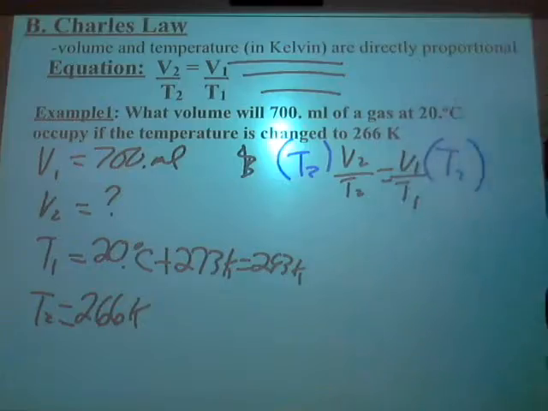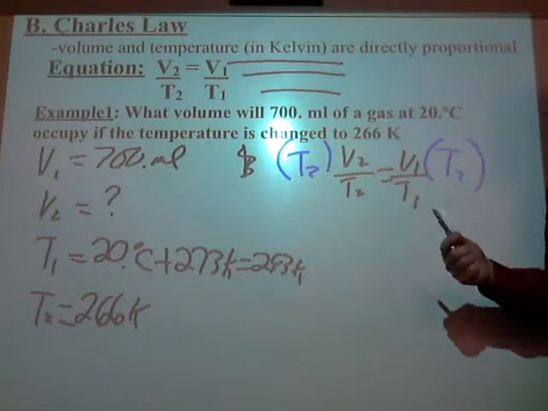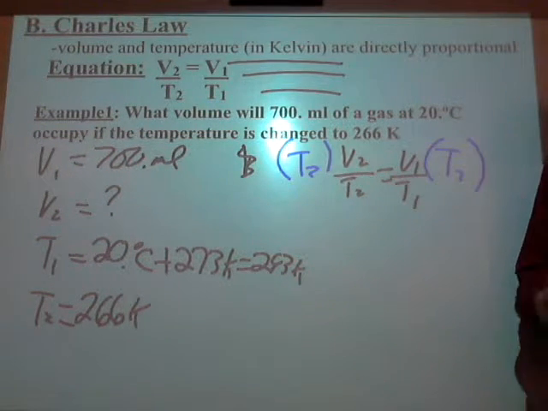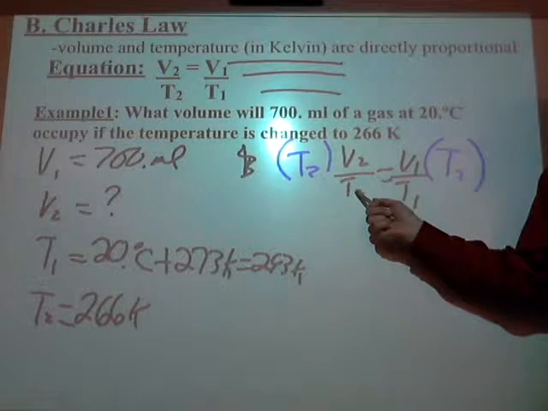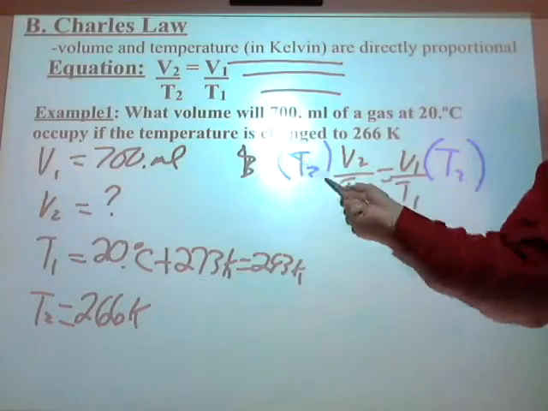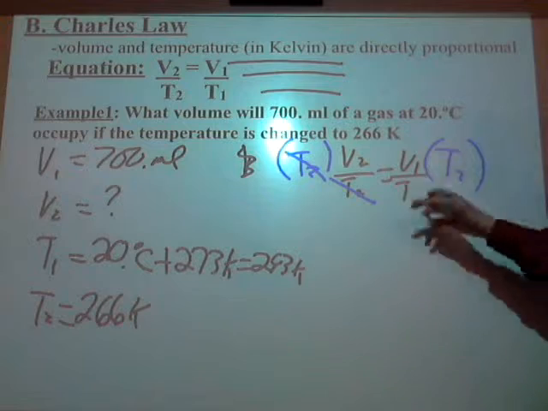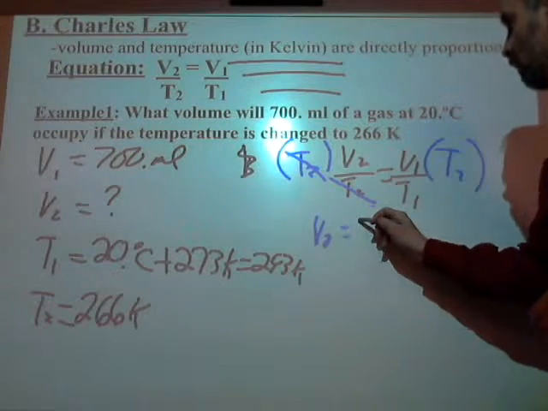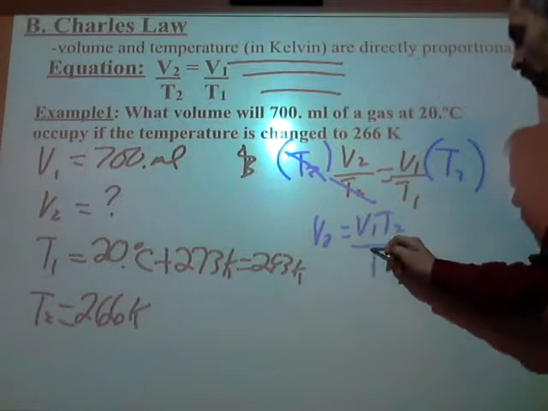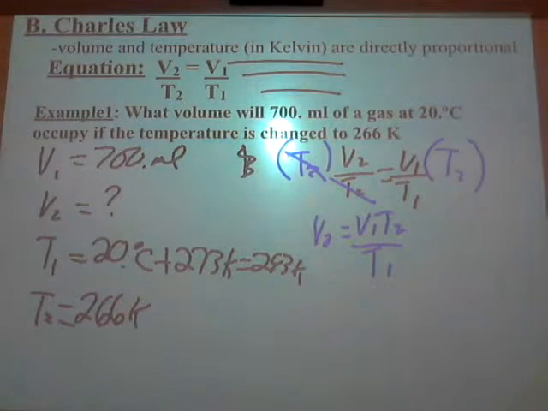You know why I get a mistake there? Because a lot of people want to say, well, you're going to divide. Whenever you want to get rid of something, you always have to divide. No, you don't. If it's in the denominator, I don't have to divide by T2. I have to multiply because that's when it'll cancel out there. And then I'll get V2 equals V1 T2 over T1. Right? Everybody look good with that?